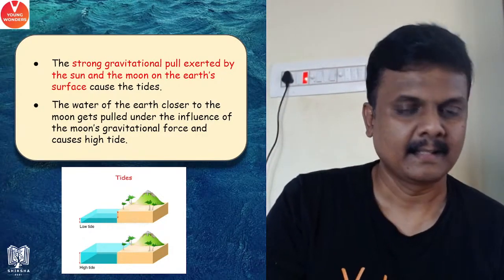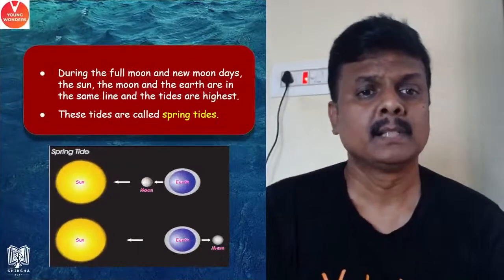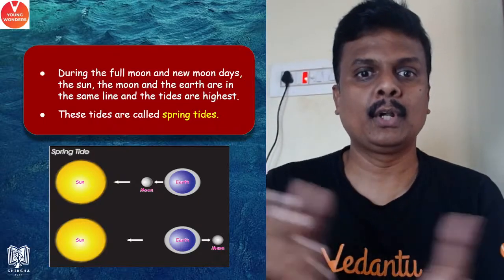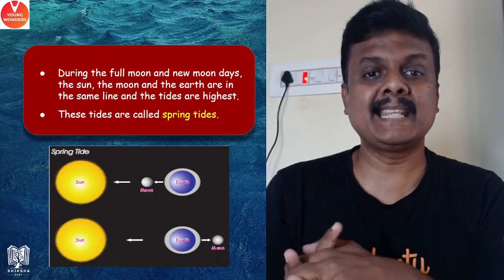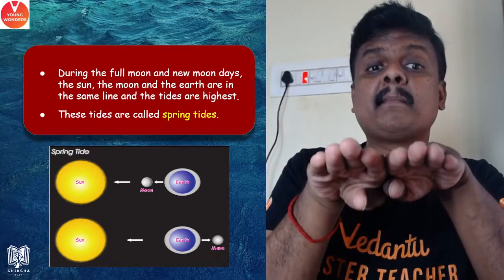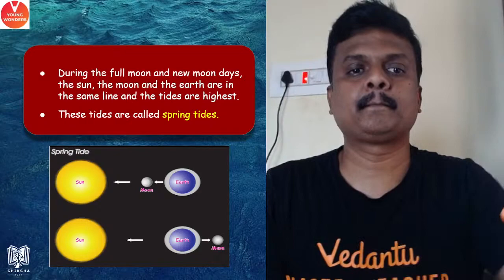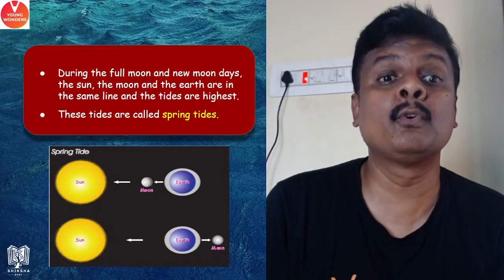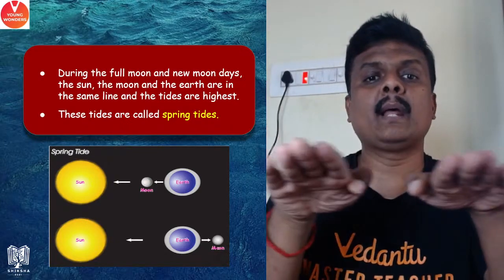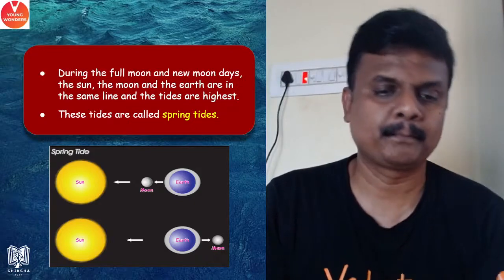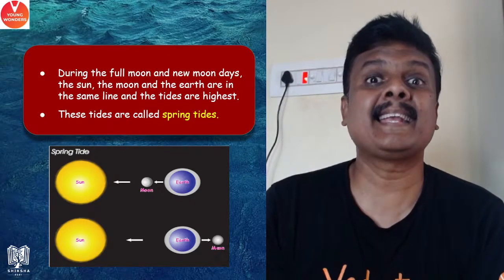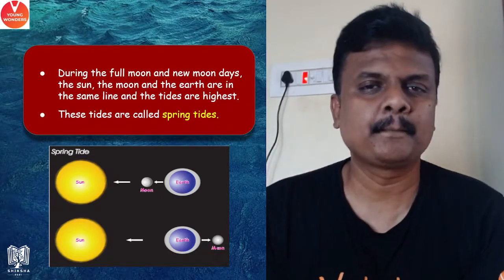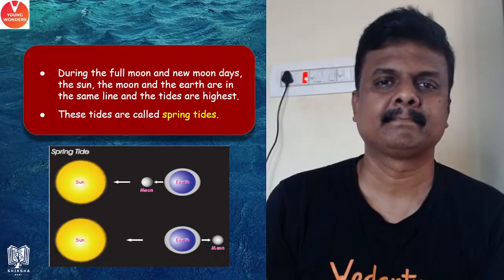Awesome. Great guys. So during full moon and new moon, both these times, you will see that the moon and the earth are in the same line and the tide is high tide. And these tides are also called spring tides. On full moon and new moon days, the sun, moon and earth are in the same line. Look at that picture. They are in the same line, causing high tides. So when they are on the same line, gravitational pull is very high. High tides come. Clear?